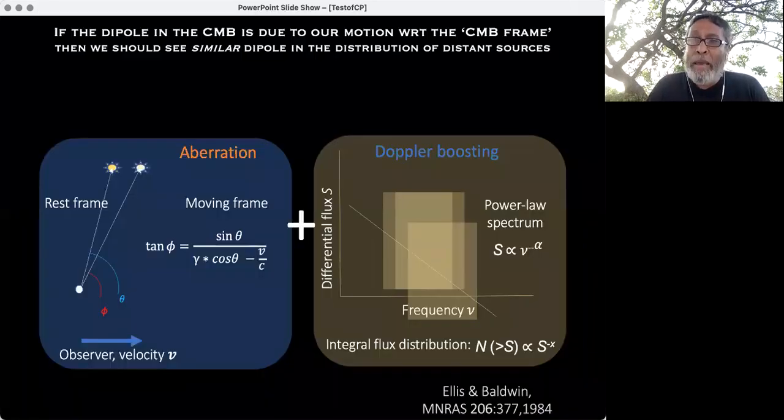Let me get to my main point now, which is that a clear test for whether or not we are actually moving with this velocity is to look at distant sources.